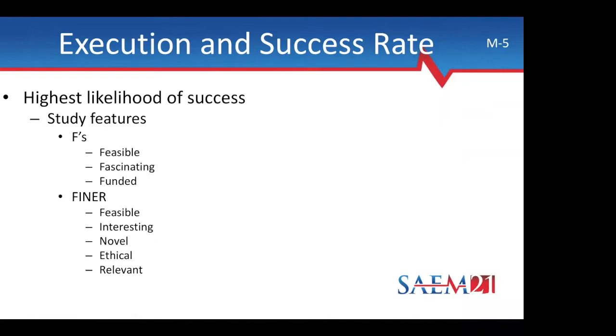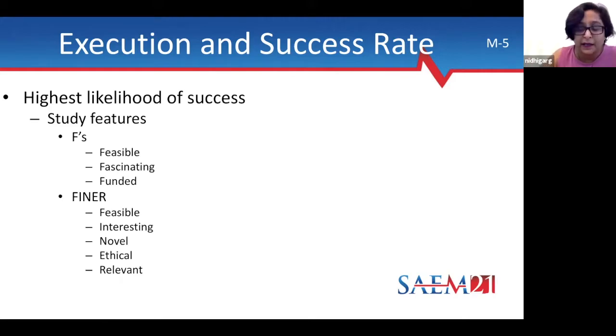As we spoke before, the highest execution and success rate is when it is feasible, fascinating, funded, and the resident and the mentor and everybody is very much interested. The whole team is interested. The project is not out of scope, and that meets the final criteria, as we all know: feasible, interesting, novel, ethical, and relevant. So the next slide, please.